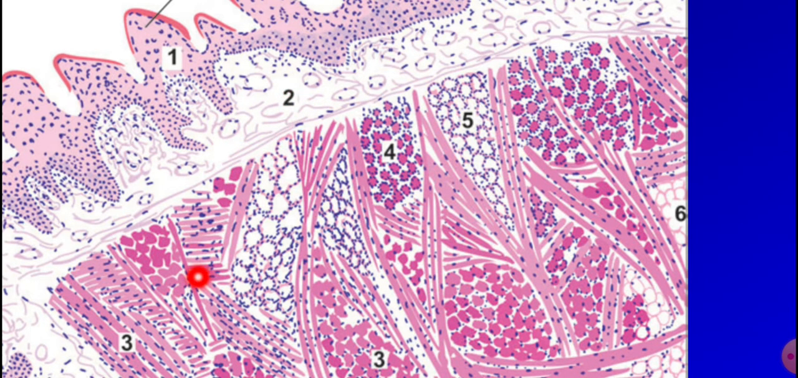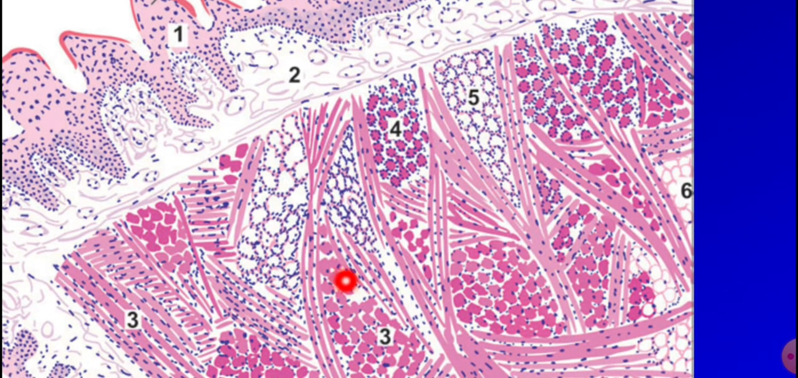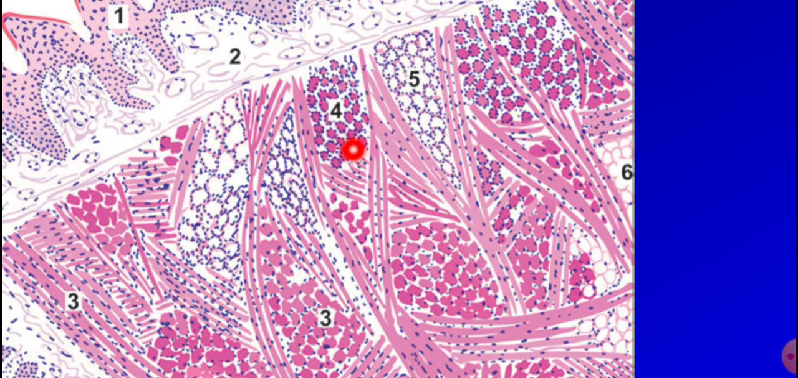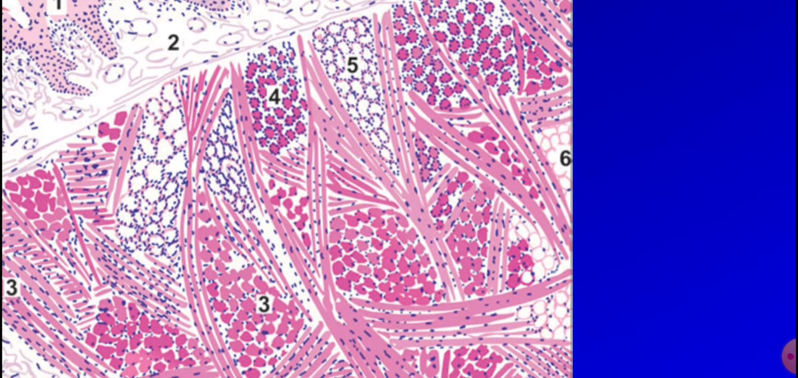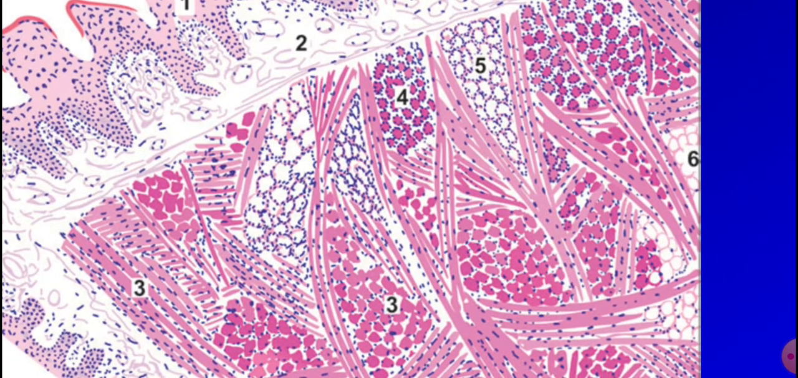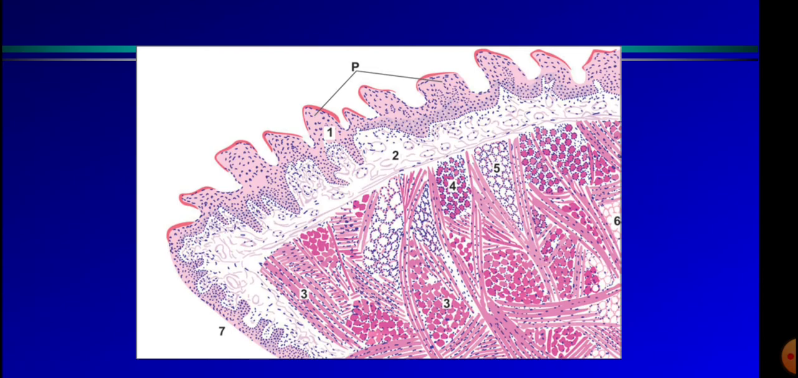Number 3 is showing the muscle. Here the muscle is cut longitudinally, here it is cut transversely, but these are the muscles. Number 4, these are the glands, the serous type of glands, and number 5, these are the mucous type of glands. Along with these glands, the last number, number 6, is the adipose tissue. So we can identify a number of structures seen in this picture.